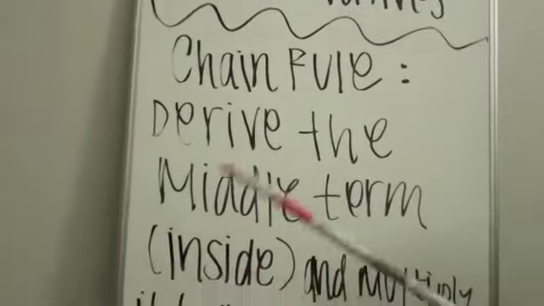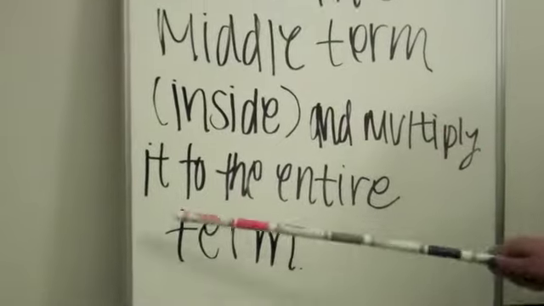Chain rule. Derive the middle term, the inside, and multiply it to the entire term.